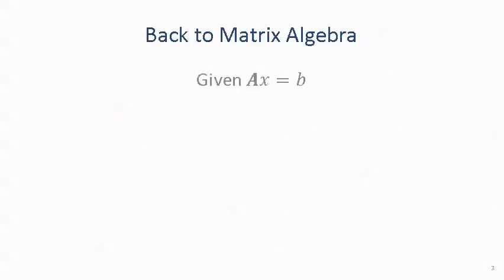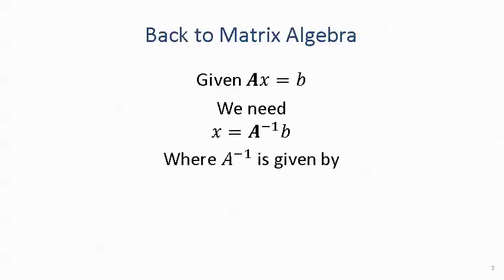So let's go back to matrix algebra for a moment. We've got AX equals B. What we need is the unknowns, so we've got the inverse of A times B. And as we've already discussed, the inverse is 1 over the determinant times the transposed matrix as shown.